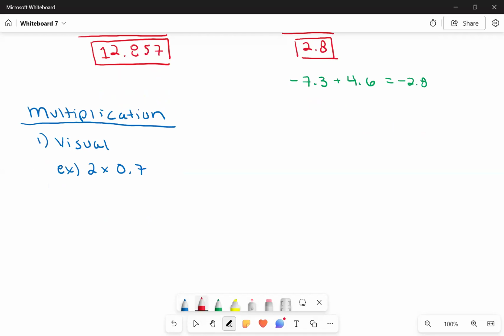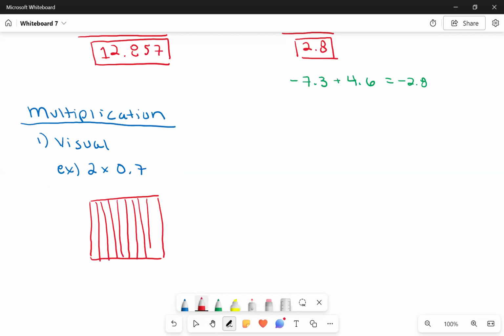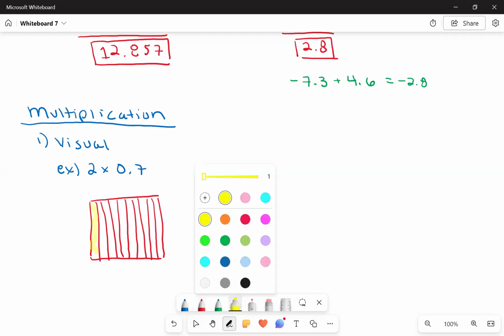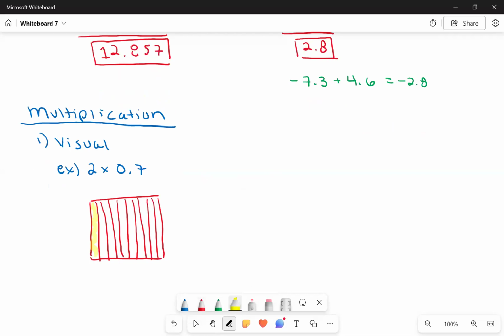Okay, so I'll start with 0.7. I'm going to try to give myself enough space to see. And then 1, 2, 3, 4. All right. Shading the columns, 7 of them. All right, cool. There we go.